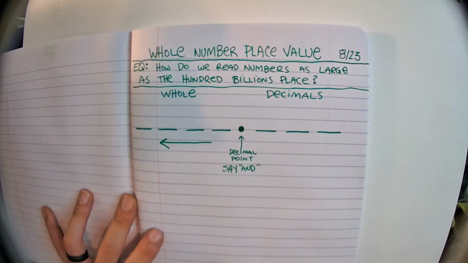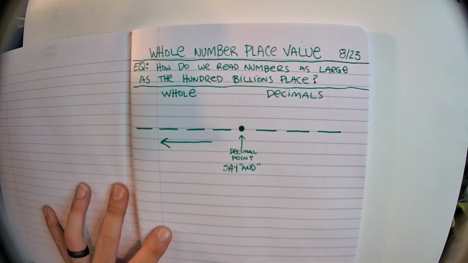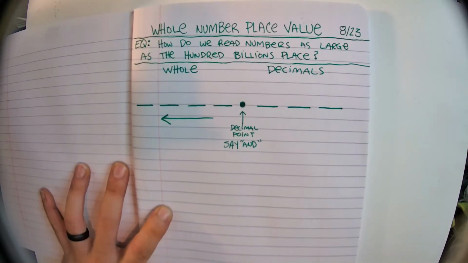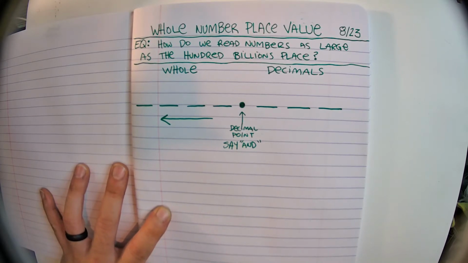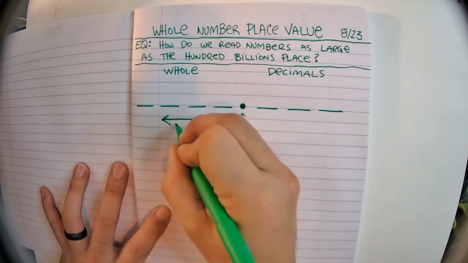If you've been playing ST Math, you probably have had some experience already looking at decimals, which is cool because we're not even going to hit decimals yet. All right. So remember, your whole numbers are to the left of the decimal point.